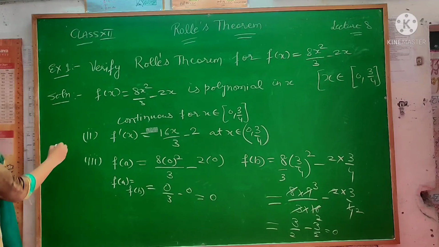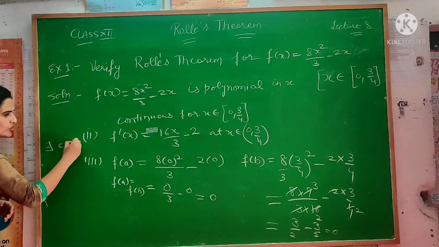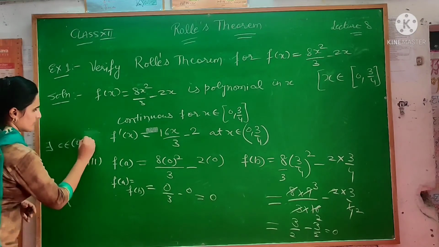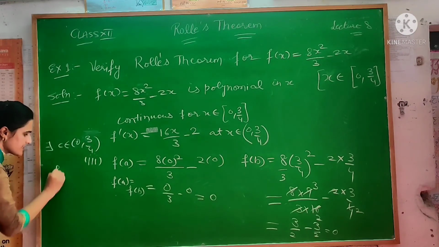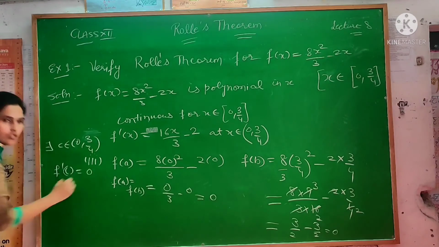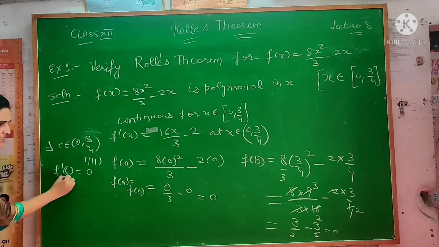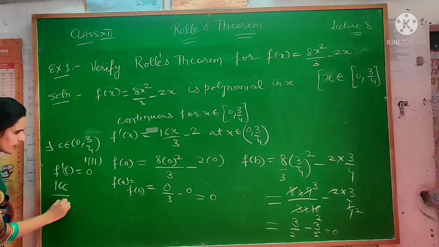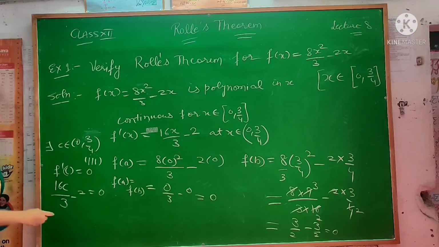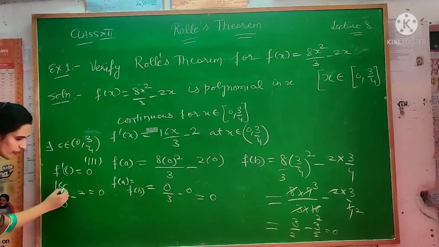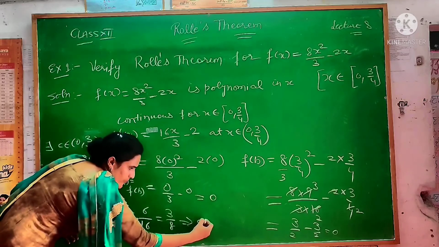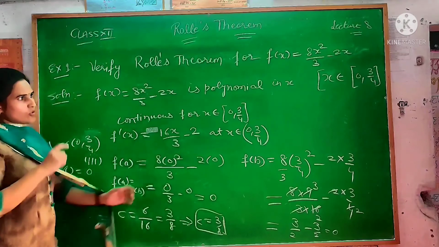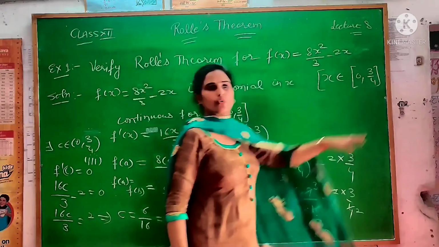Now there exists c belongs to open interval (0, 3/4) such that f'(c) is equal to 0. Now f'(c) means 16c/3 minus 2 is equal to 0. From this relation we will find out the value of c, and c belongs to this interval (0, 3/4).